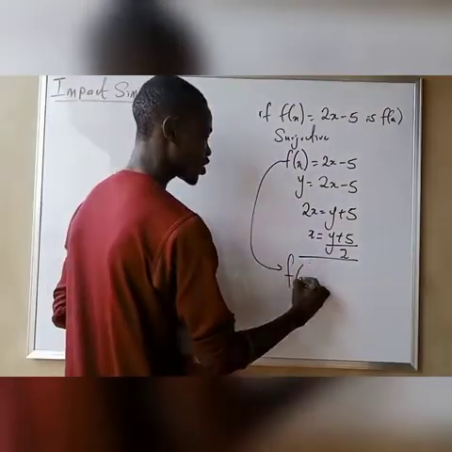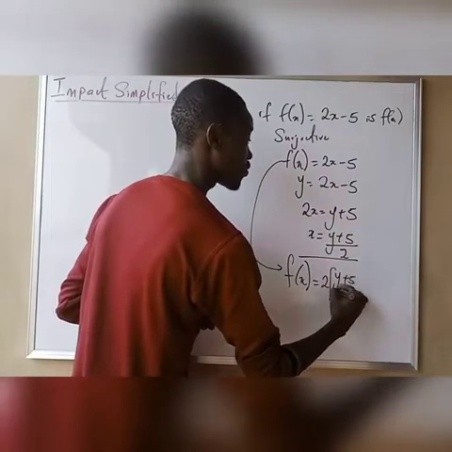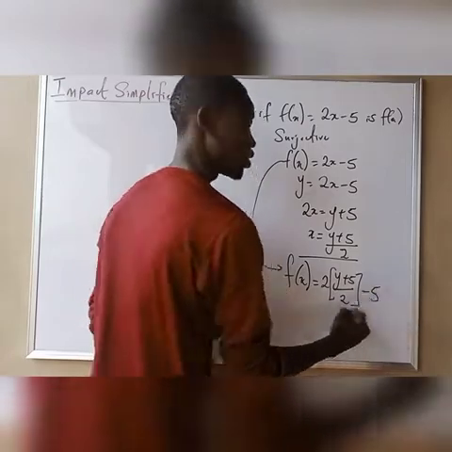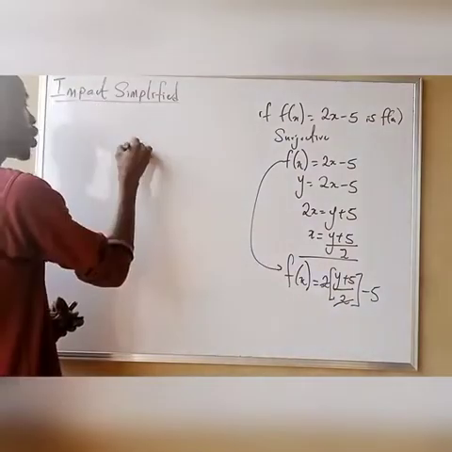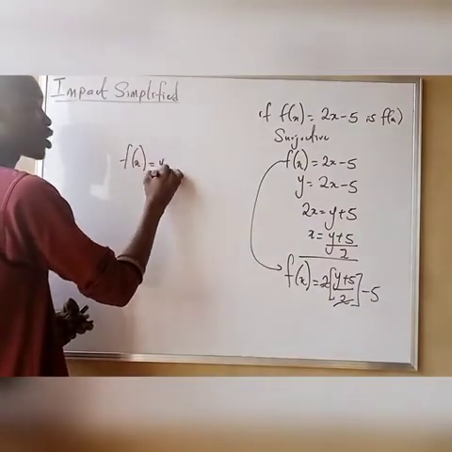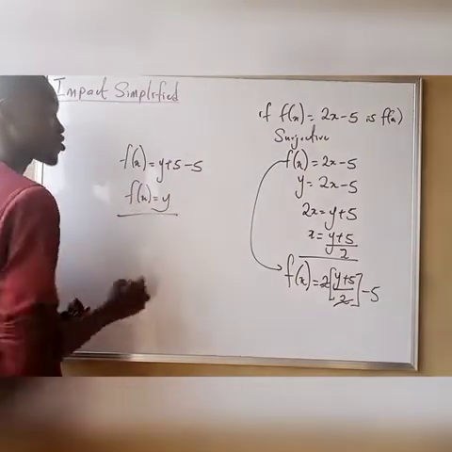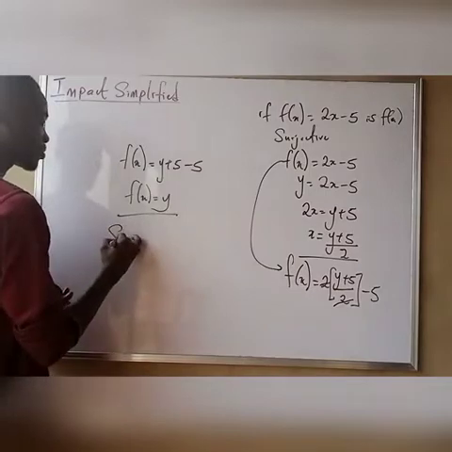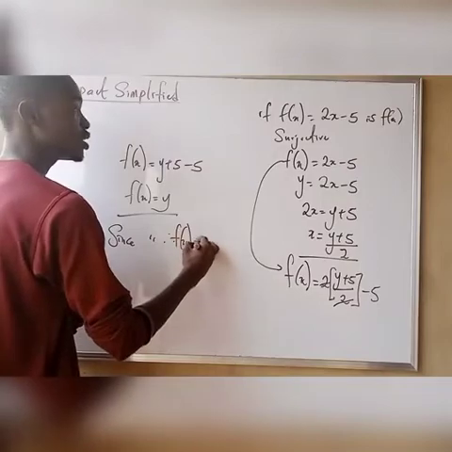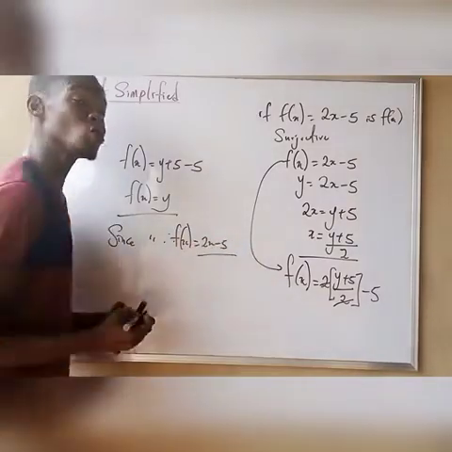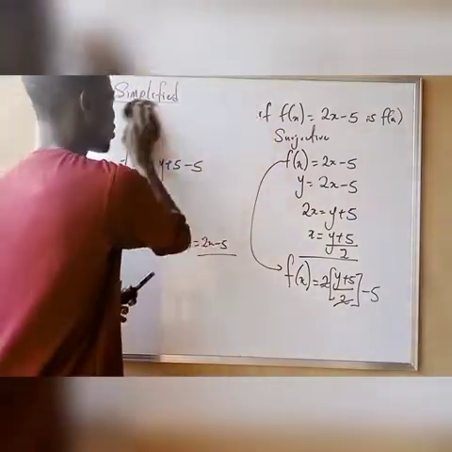So inserting x inside the function, what do we have? 2x, and what is that x? (y + 5)/2, minus 5. Do we get that? Then you simplify. That means 2 will cancel 2. What do we have? f(x) = y + 5 - 5, and from this, f(x) = y. Since f(x) = y, that makes the function they are giving you surjective. Do we get it? So that is that for surjective.